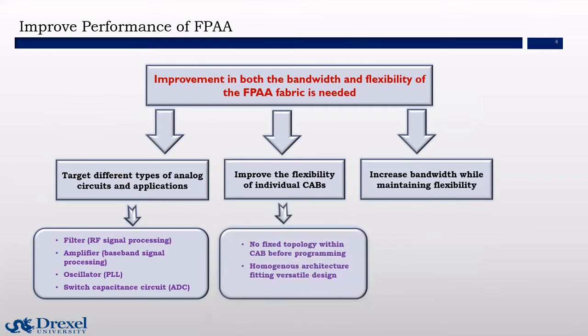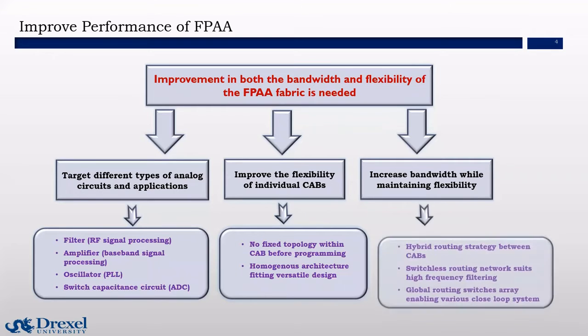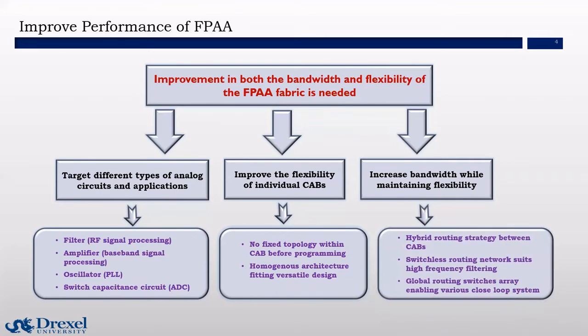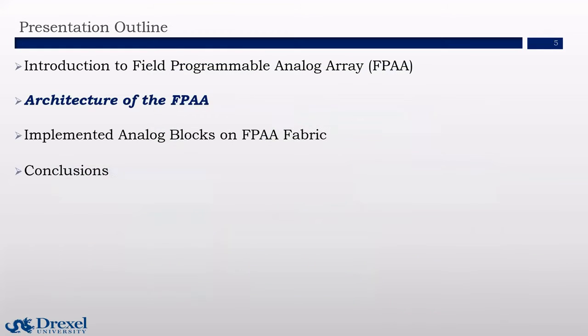To improve the flexibility of individual caps, there is no fixed topology within the cap before programming, and the homogeneous architecture fits a versatile design. To increase bandwidth while maintaining flexibility, we provide a hybrid routing strategy between caps. A switchless routing network is proposed to provide high-frequency filtering. The global routing switch array enables various closed-loop systems.